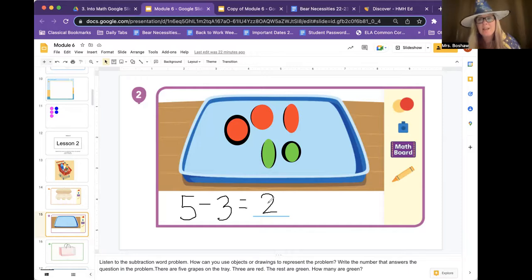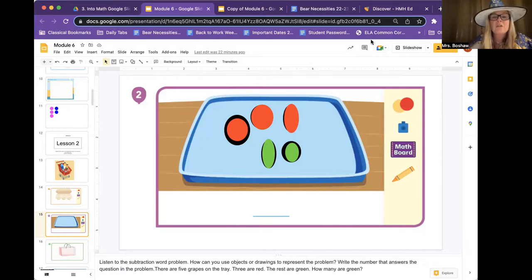All right, now you don't need to write that whole subtraction problem. I just want you to see what that subtraction problem would look like in an equation. But for now, all you need to do is draw your grapes and write the number. Okay, pause this while you do that.